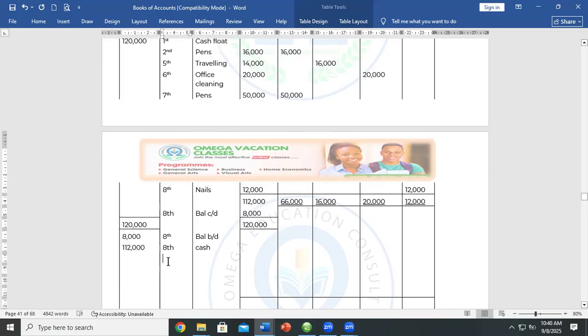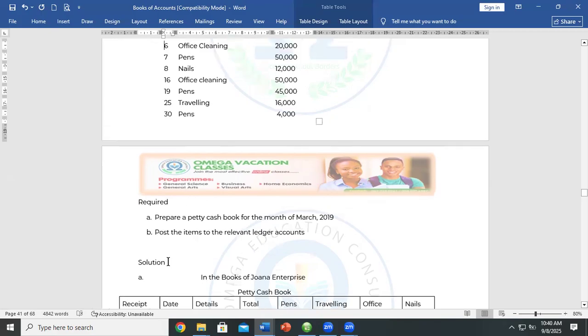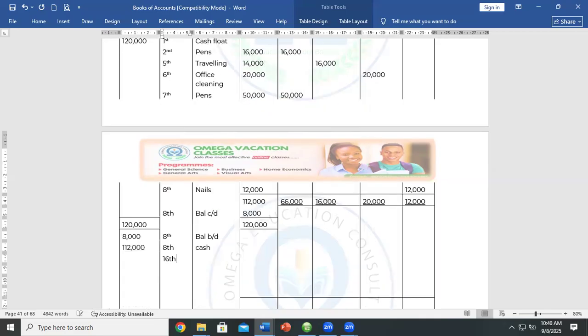So now that we have reimbursed him, on the 16th we paid for office cleaning, 50,000. So yes, this petty cashier can go on and spend on the 16th, office cleaning, 16,000. Yeah, sorry, 50,000. That goes under office cleaning, 50,000. And then you continue to spend. But again, you are mindful as to where you have to do your reimbursement.